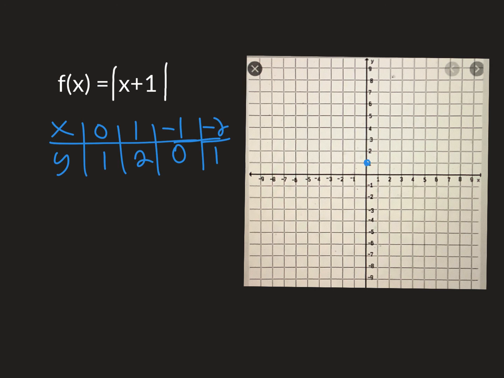Okay, so 0, 1 here. 1, 2, up here. -1, 0, -2, 1. You can see the V taking shape. It's the same V as was on the last slide, except it's been shifted over 1 to the left. Probably has something to do with that 1 right there. We'll learn that in a couple days.